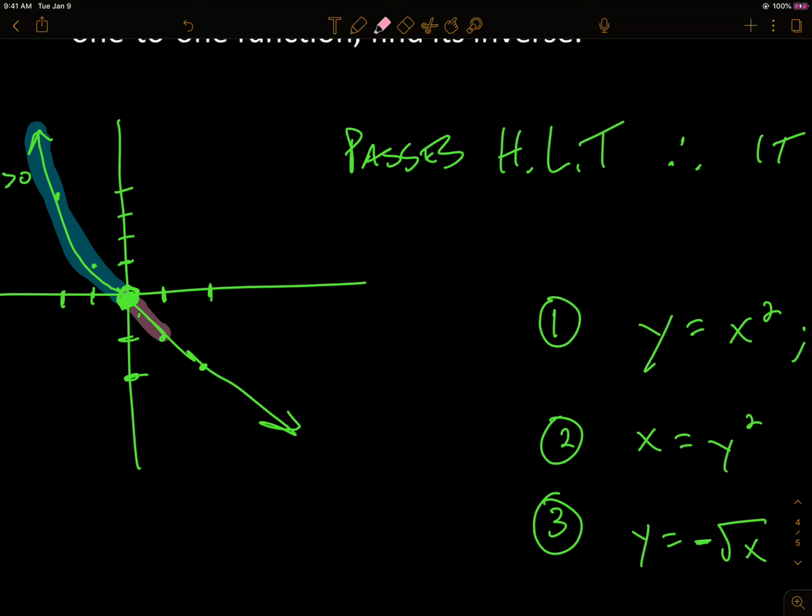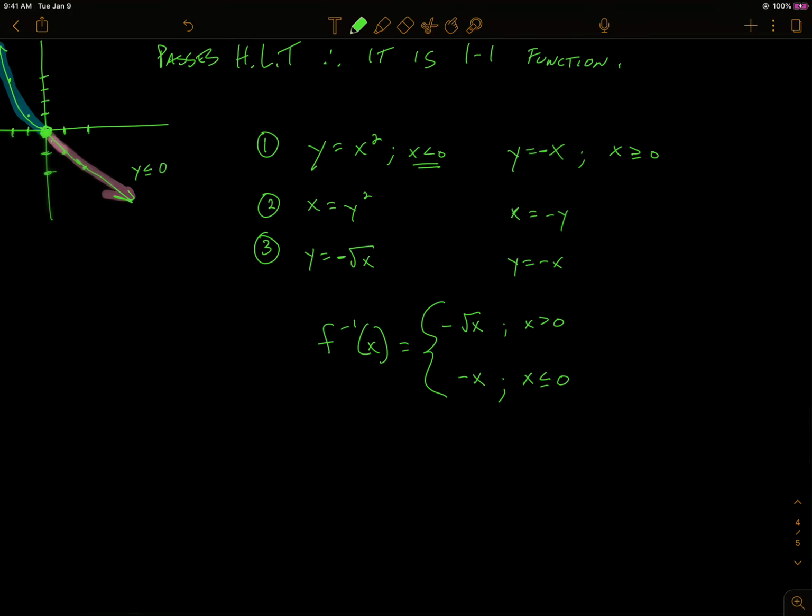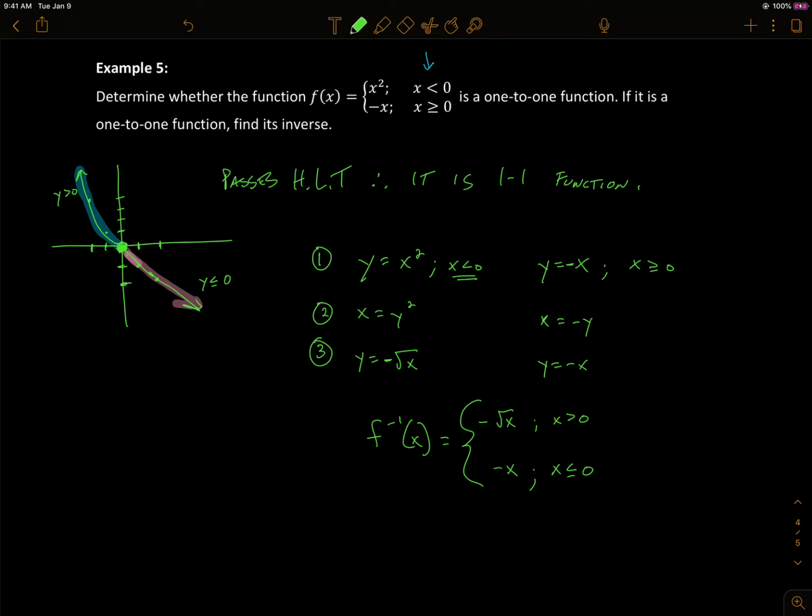Now I'm going to check the range on the second piece. It is including the 0, so it's going to be all y values less than or equal to 0. So when I switch that around to be the domain, it's going to be all x less than or equal to 0. And that's how you would find the inverse function for a piecewise function.